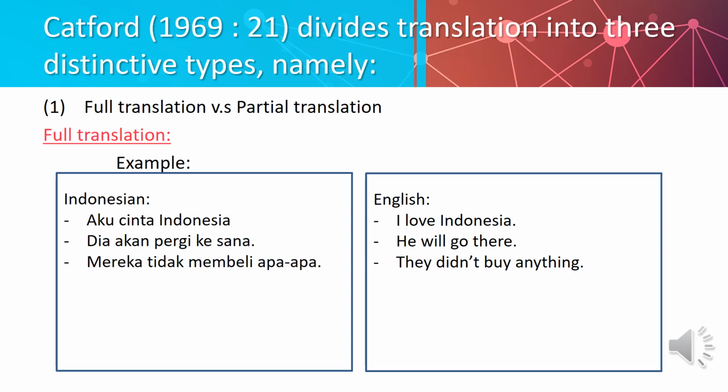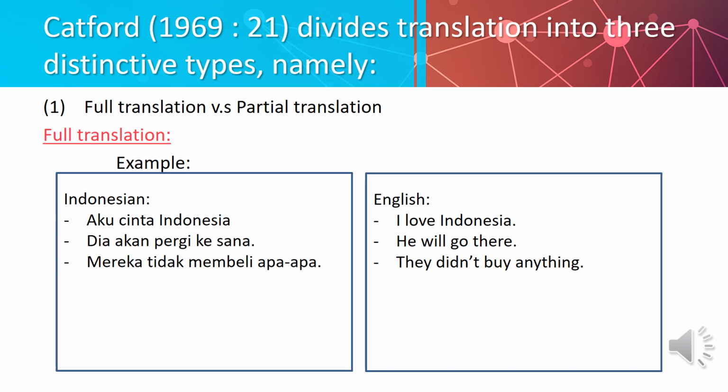Catford divides translation into three distinctive types, namely, first, full translation versus partial translation. The distinction between full and partial translation is related to the extent of source language text which is submitted to the translation process. In a full translation, the entire text is submitted to the translation process. That is, every part of the source language text is replaced by the target language text material.